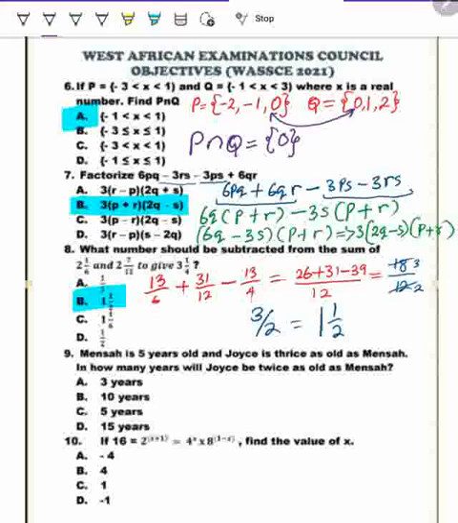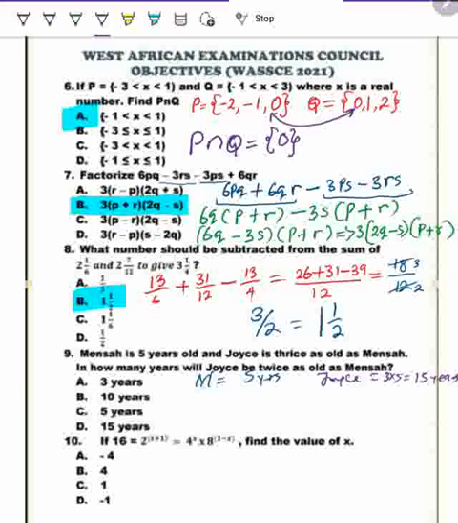All right, let's simply write our expression out. We have Mensah be equal to 5 years old, and Joyce is equal to thrice as old as Mensah, that is 3 times 5. 3 times 5 equal to 15 years. Okay, and the question says, in how many years will Joyce be twice as old as Mensah?